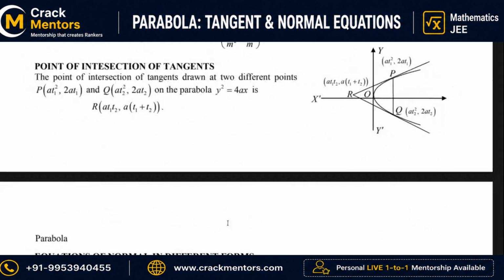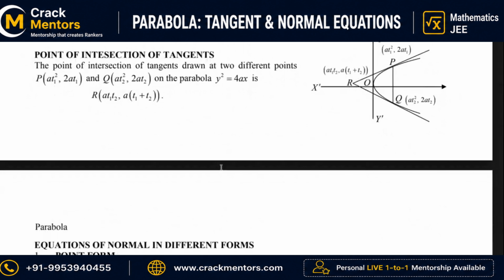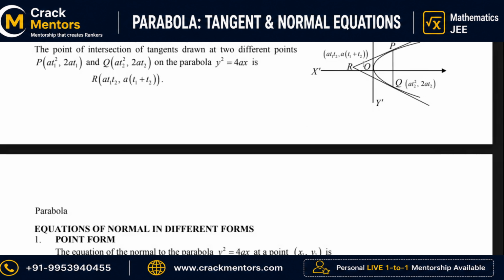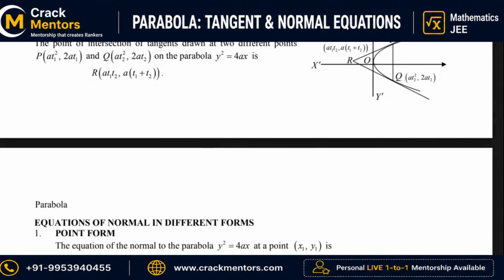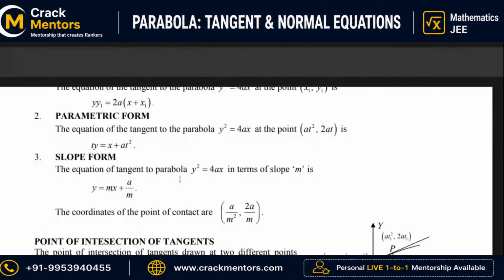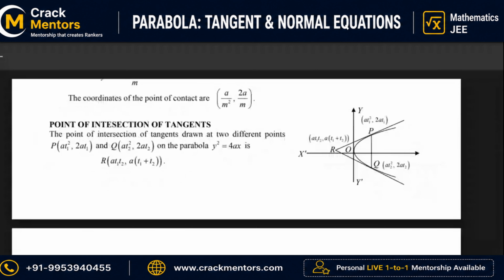Okay. Point of intersection of tangents. So there's a point lying outside this parabola, let's say it's R. O is the vertex of the parabola. PQ is the chord of contact, and these two tangents are meeting at R. So this is the point of intersection of tangents at two different points on the parabola.